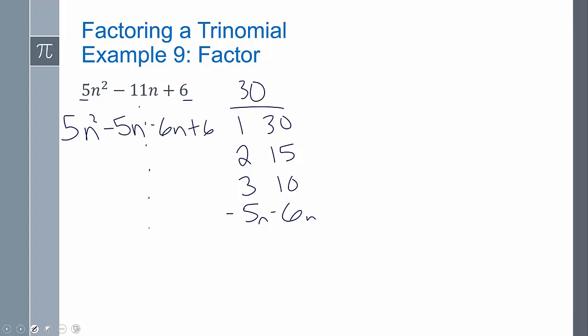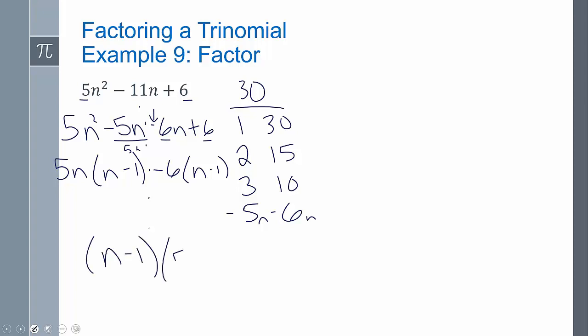So now factor by grouping. 5n. And then I'm going to be left with n minus 1. Because if you divide that by 5n, right, they cancel out and you're left with 1. And then there's that negative again, so I got to factor out the negative. And then there's a 6 in common, and so you get n minus 1. So now write whatever's the same, whatever's in front, put it in the other parenthesis.